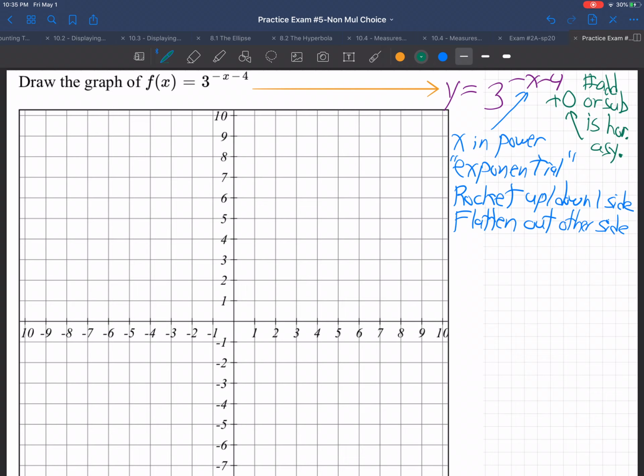And why do we bother to do that? Well, because that means we're going to put in our dotted line right here, flat at a height of 0, is the flattening line, because these exponential functions with x in the power zone always rocket up or down on one side, flatten out on the other. We got to know where they flatten. That's where we start. If there's no number added or subtracted off to the right, just put in a plus 0. It flattens at 0.